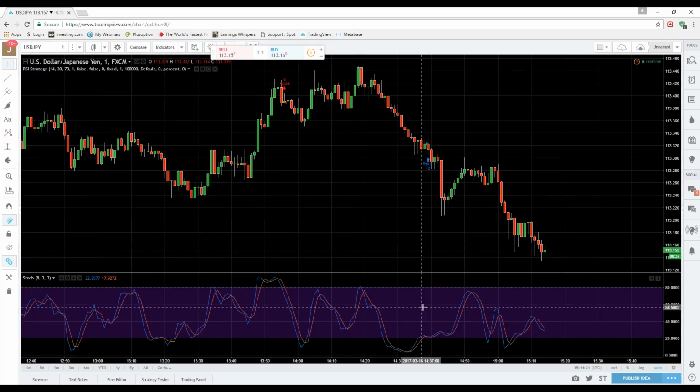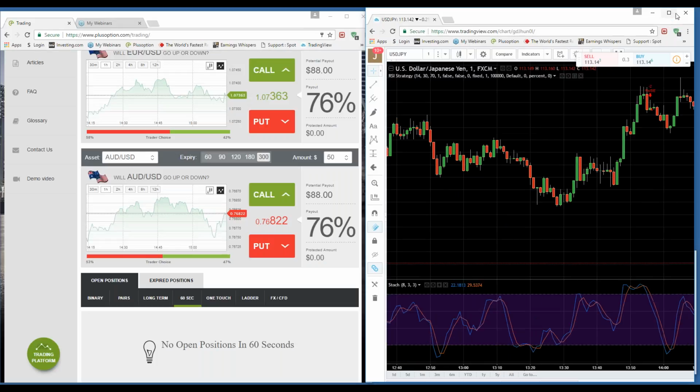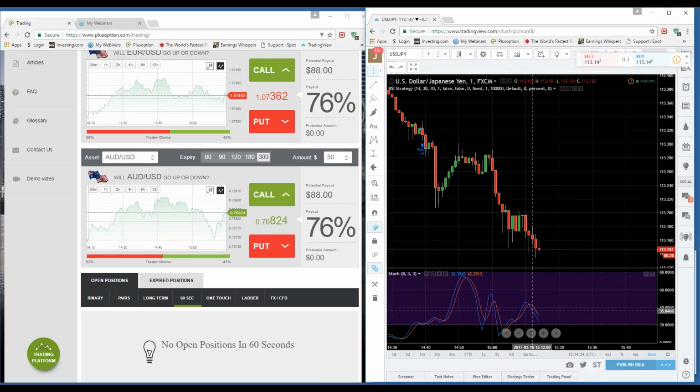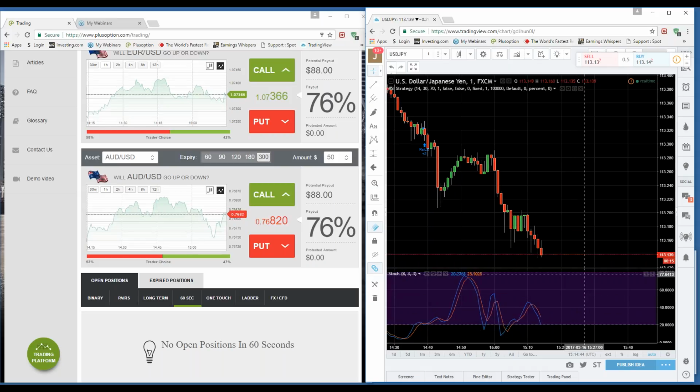And you'll see this purple area is what we would call the danger zone. So what we're trying to do is wait for both of these lines to be outside of the danger zone. If both lines were under the danger zone, it would indicate to us that the asset is oversold and likely to reverse upwards. And if the lines were above the 80 range, then they would be telling us that the asset is overbought and likely to reverse back downwards.